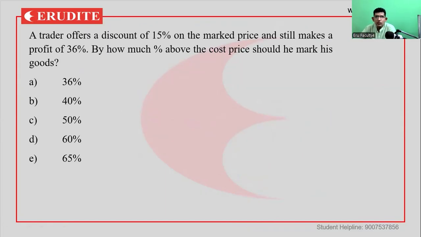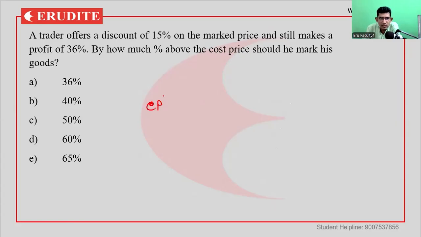Next, if we take another example, which is very common in profit and loss: a trader offers a discount of 15% on the marked price and still makes a profit of 36%. So by how much percent above the cost price should he mark his goods? ठीक है, so ये बहुत ही common question है that you will find in profit and loss. So how to solve it? There is a traditional way of solving that we have done in class, or you will find everywhere. Now let me show you the faster way of solving.